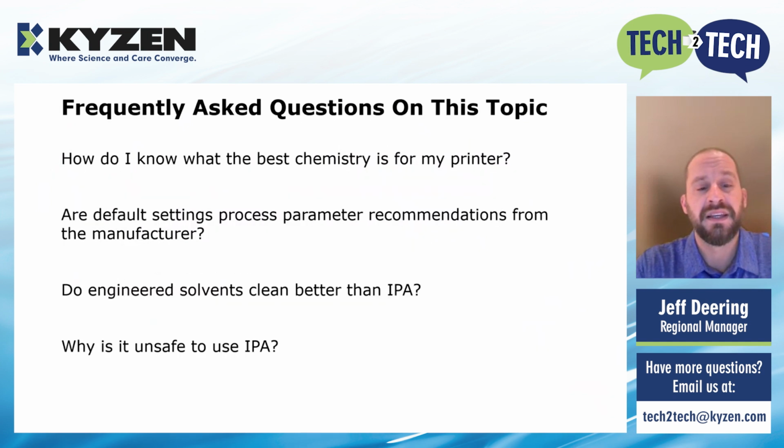Before we finish today, I'd like to make sure we review some frequently asked questions on this topic. First, how do I know what the best chemistry is for my printer? Well, alcohol is for sure not the best one. The first step to finding the best chemistry is to get in touch with your cleaning supplier, and they can send you in the right direction. Second, are default settings process parameter recommendations from the manufacturer? They're made to change. You will save a lot of money if you spend time making sure you optimize those settings, as we discussed in this slideshow.